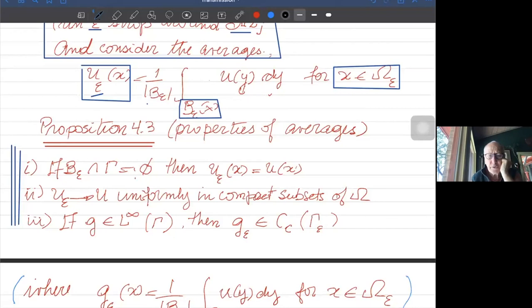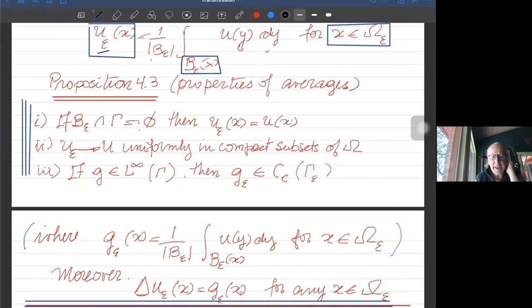Then U epsilon converges to U uniformly in compact subsets of omega, okay? Omega was all over. And if G belongs to L of gamma, then G epsilon is a continuous function of the gamma epsilon, okay? Because outside is smoother. Okay, so gamma epsilon is just a convolution of gamma, so it is continuous in gamma epsilon. Okay, so gamma was a curve inside, so when you go out of there, you get C. So here we have where G epsilon is the average of mu.